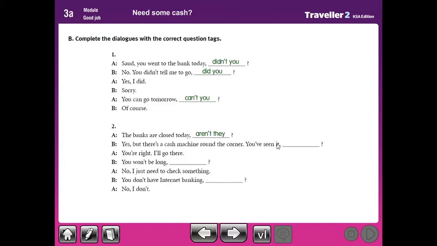Yes, but there is a cash machine around the corner. You've seen it. Here we have have, so we use it in negative: haven't you? You are right. I'll go there. You won't be long. Won't, the short form for will not, so we use will you. No, I just need to check something. You don't have internet banking. Here we have don't, so do you. No, I don't.